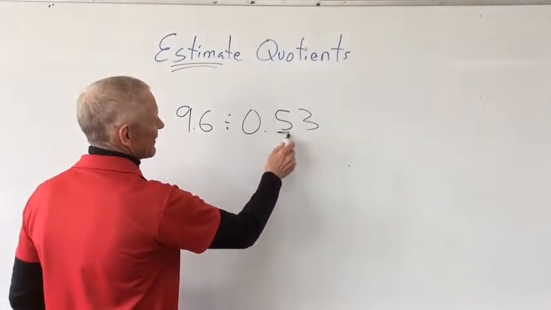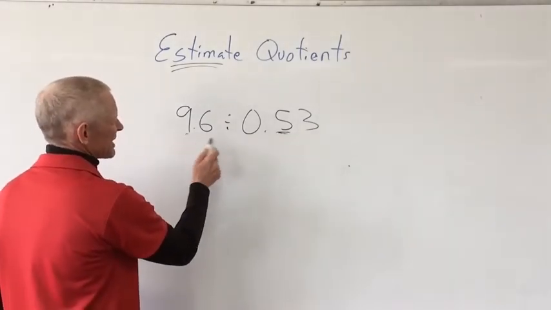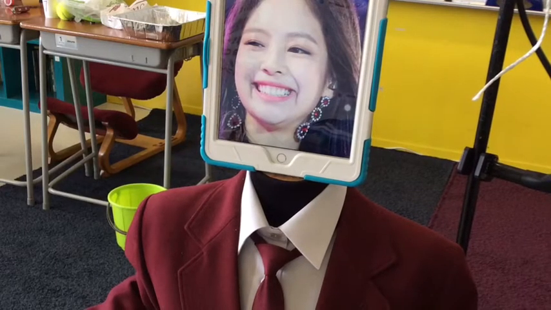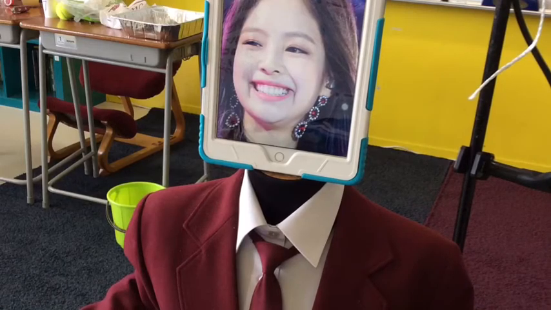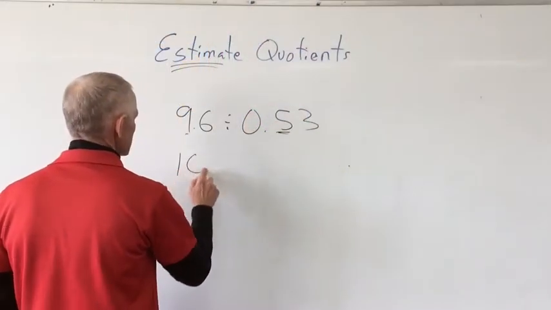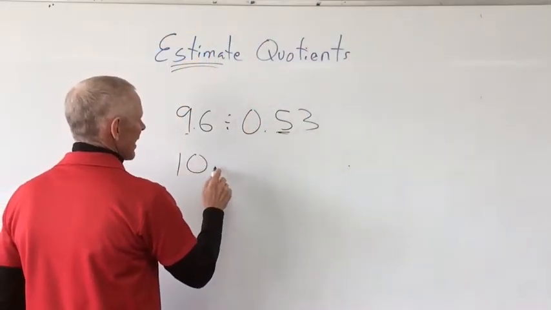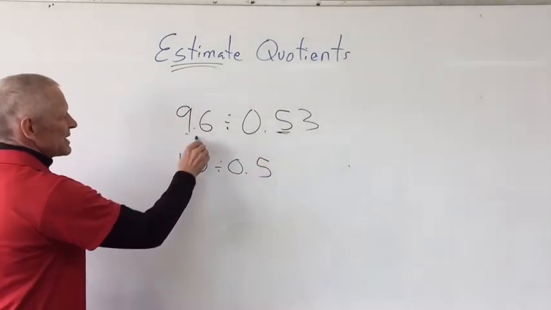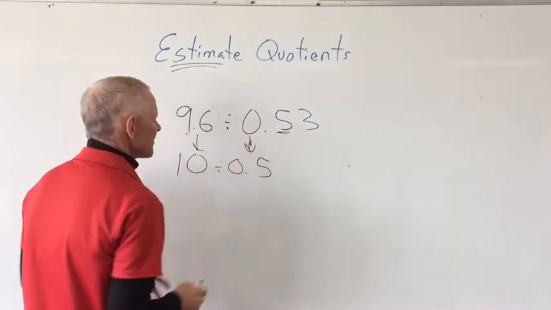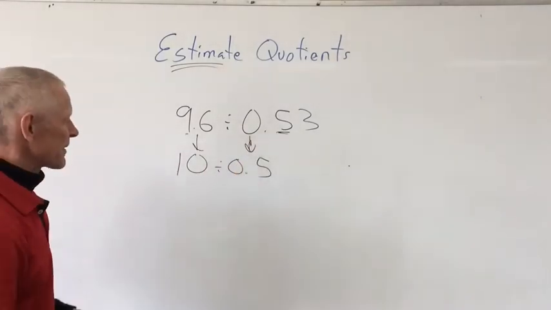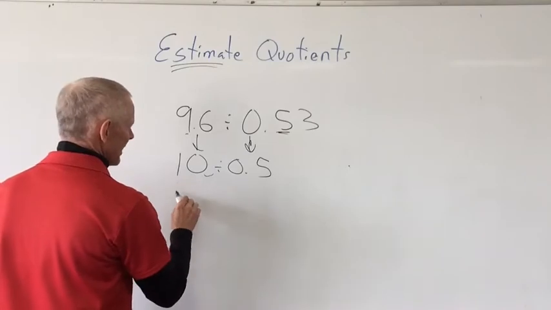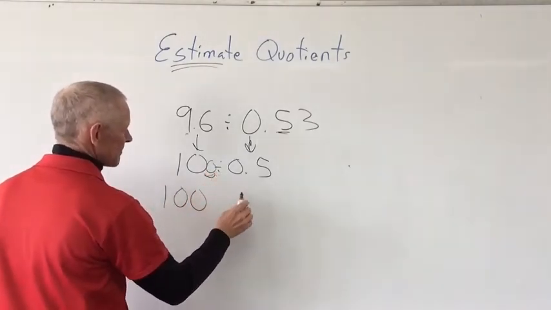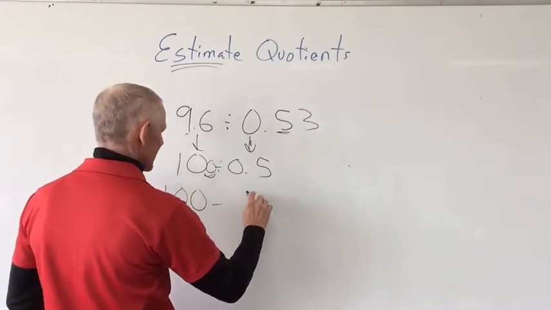I've got this 5 here, and I like this 5, and 9.6 is pretty close to... 9.6 is very close to 10. Okay, Jenny, that's right. It's close to 10. So now I've got 10 divided by 0.5. That makes it much easier. I'm just going to keep going down. Now, again, get rid of the decimal. Move the decimal place 1 place over. So this 10 is going to become 100. This 0.5 is going to become a 5.